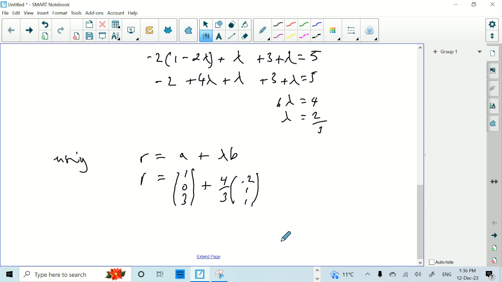And when you go to your calculator, you're going to find that that will give you the correct coordinates, which are -5/3. Therefore, Q will give you -5/3, 4/3, and 13/3. And that's it for 8 marks.